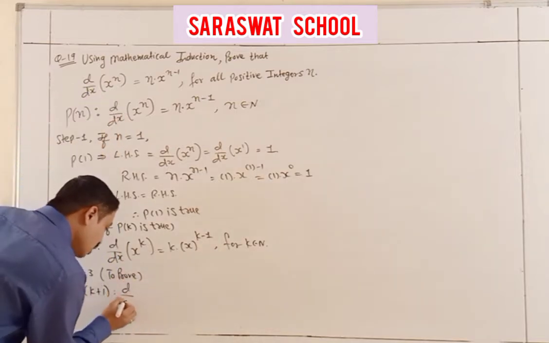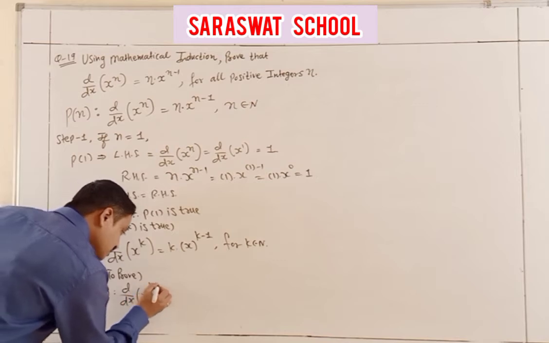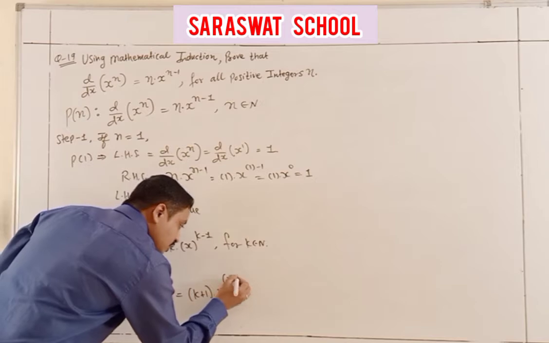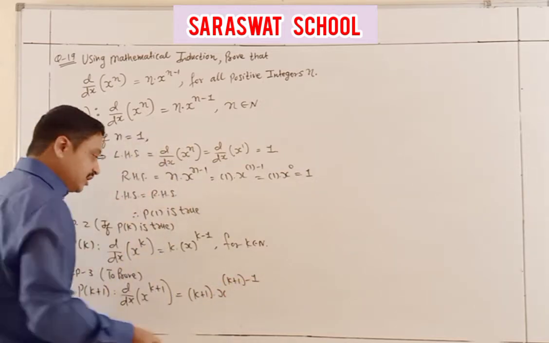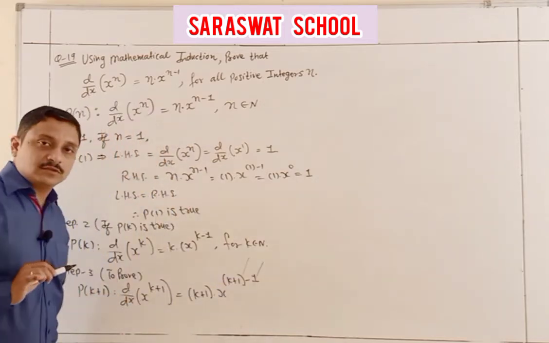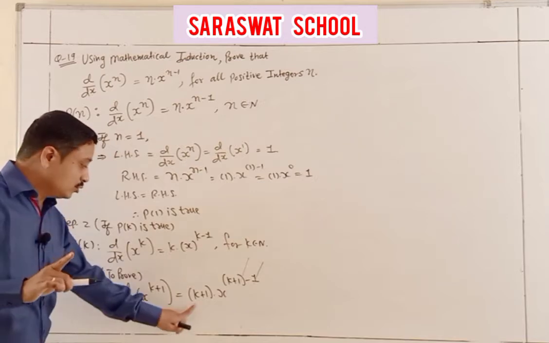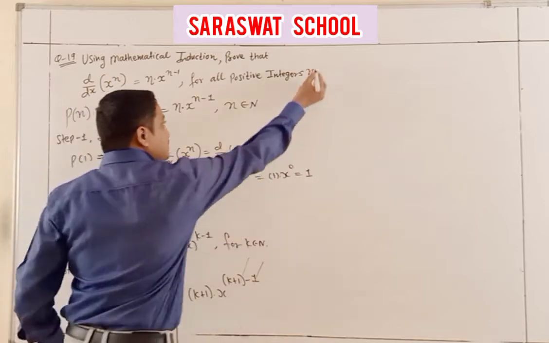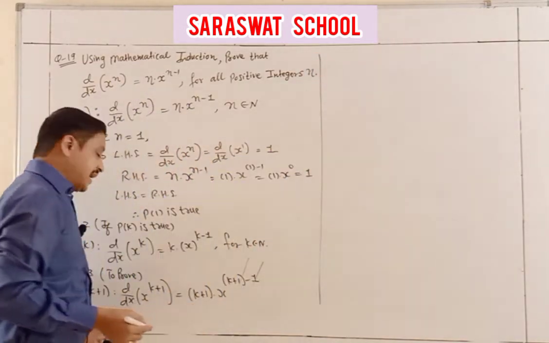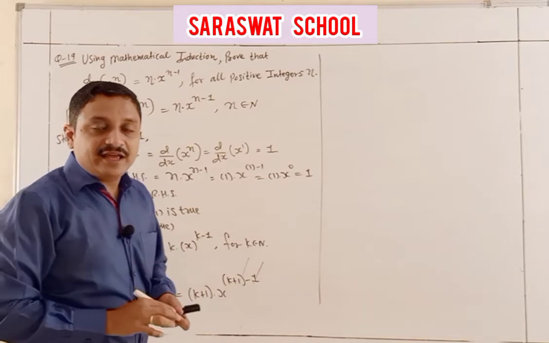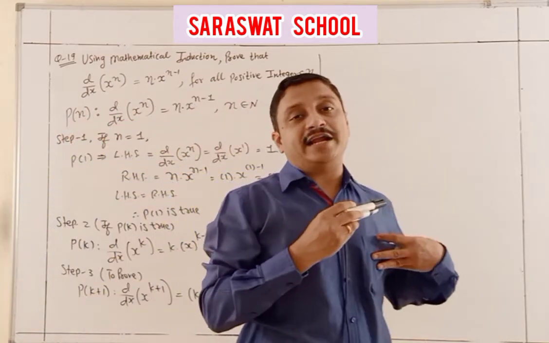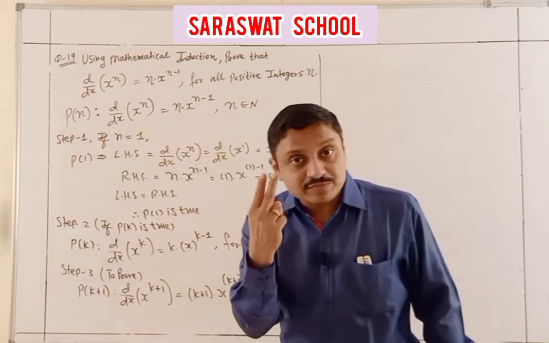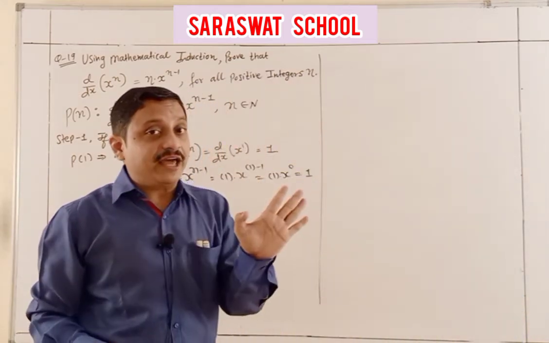So d/dx of x raised to k plus 1 gives (k plus 1) x raised to k plus 1 minus 1. Generally, this cancels. It means we have to prove (k plus 1) x raised to the power k. Now I start with the LHS, the left hand side, and using step 2, I derive this RHS value. Yes, using step 2, don't take the derivative directly.